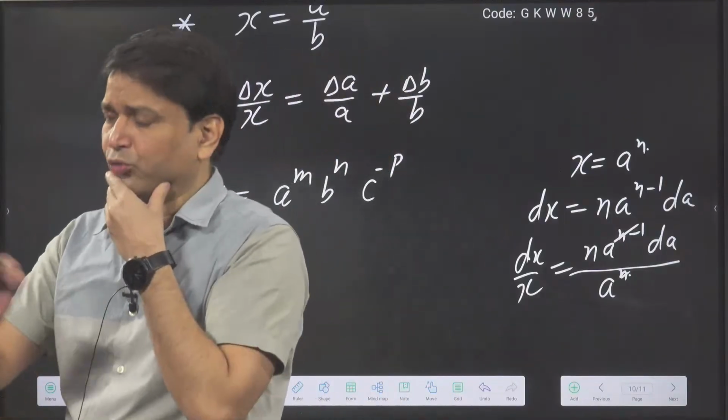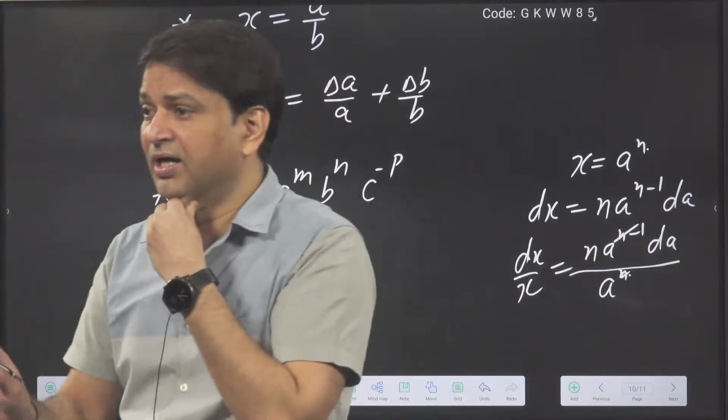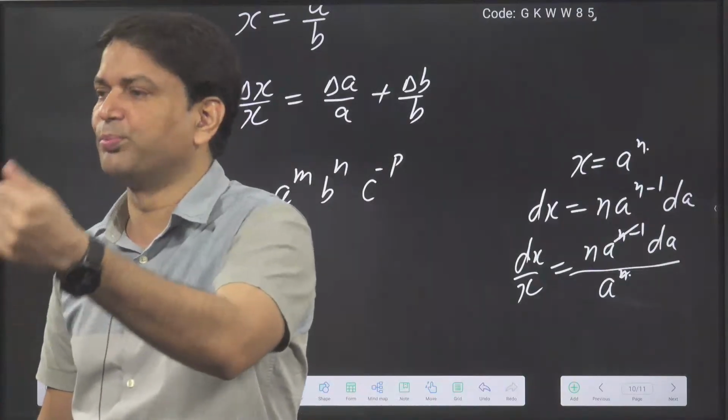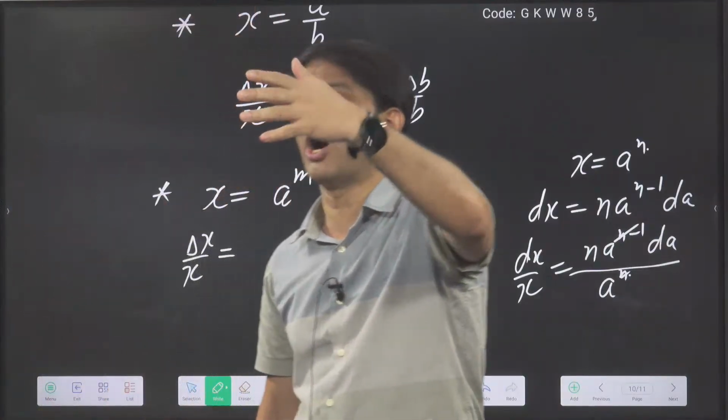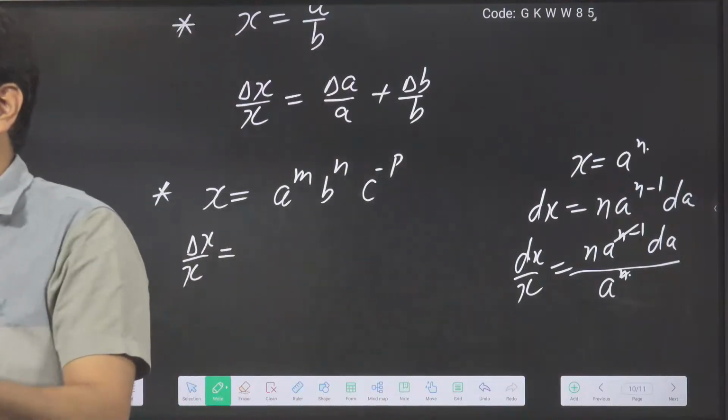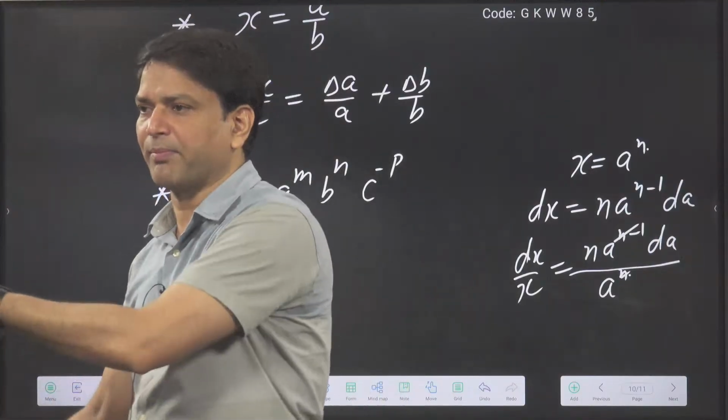So to find the error, we will not differentiate. Why did I differentiate? To show and prove the formula, how we got this formula for the fractional error. That's why I differentiated. After that, when finding the error, we will not differentiate. We will directly remember the result.